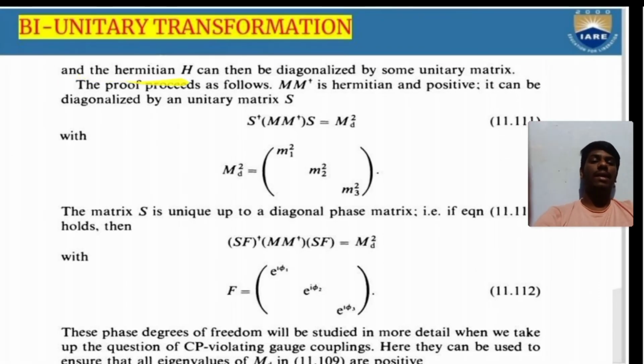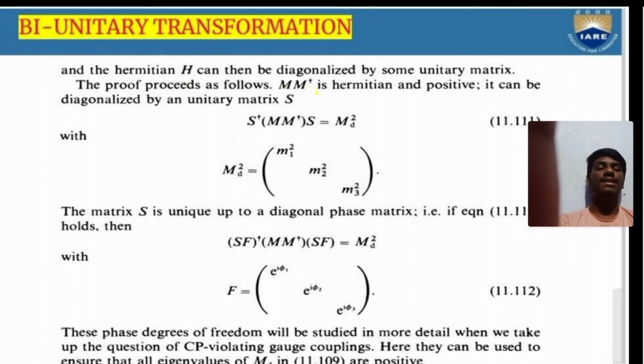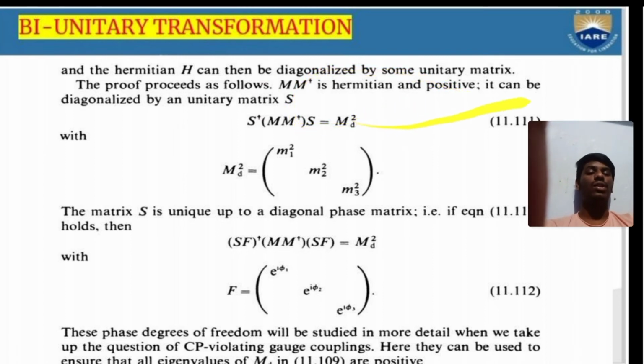And the Hermitian matrix H can be diagonalized by some unitary matrix. Here the proof proceeds as follows. MM† is Hermitian and positive. It can be diagonalized by a unitary matrix S: S†MM†S is equal to M_D², with M_D² equal to M1², M2², M3² as the diagonal elements of the square matrix.